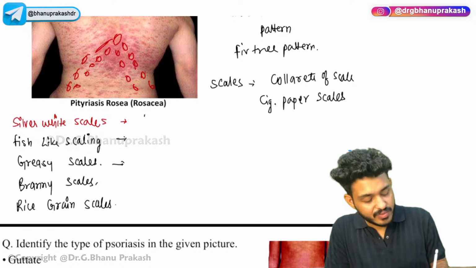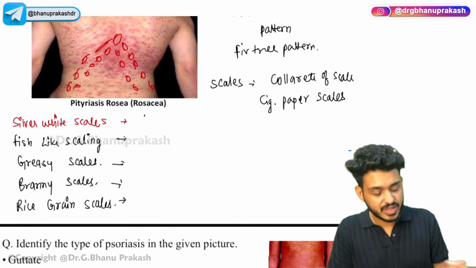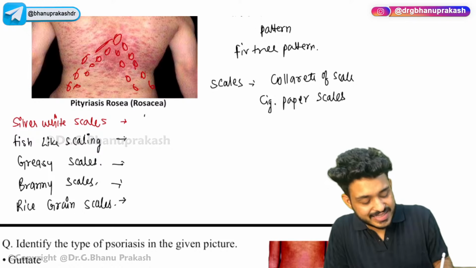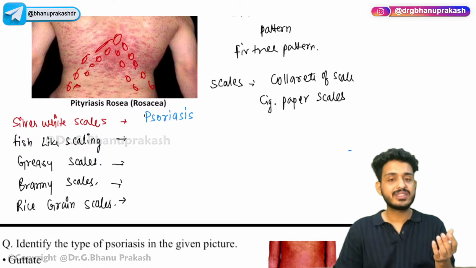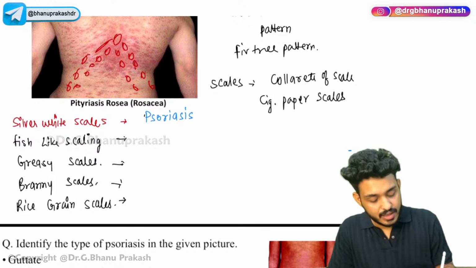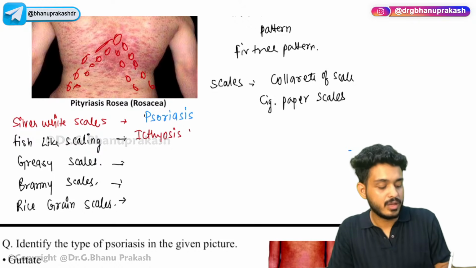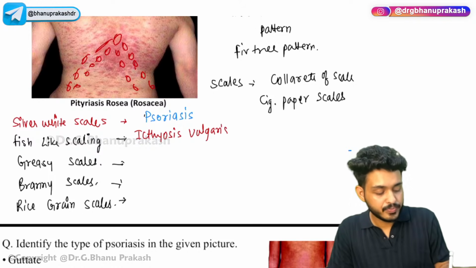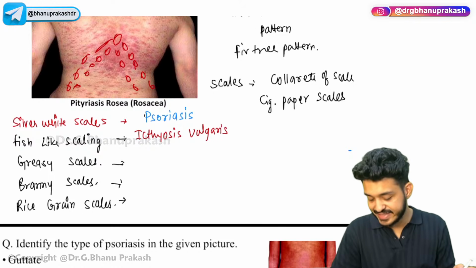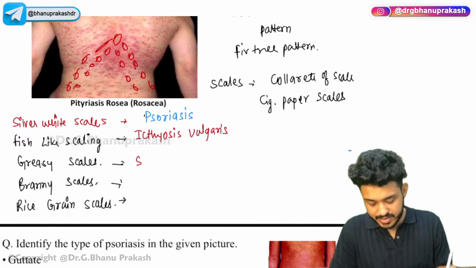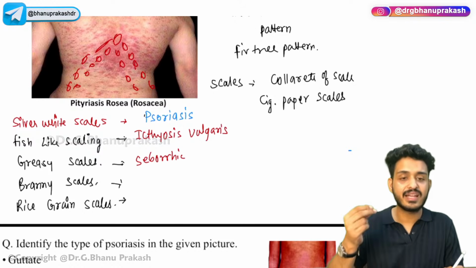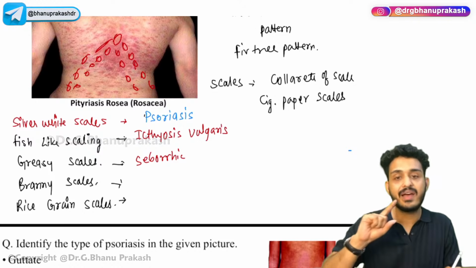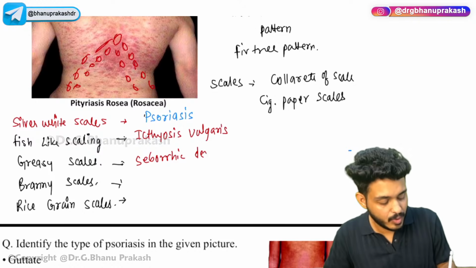So these are the important ones that have been asked in your examination. Now try to answer. First one, silver white scale is seen in psoriasis. Very good, guys. Wherever you are seeing silver white scale, your answer will be psoriasis. Second, fish-like scaling, we have already seen, ichthyosis vulgaris. Next, greasy scales are a feature of seborrheic dermatitis. Seborrheic dermatitis is nothing but dandruff. Dandruff will be having greasy scales.